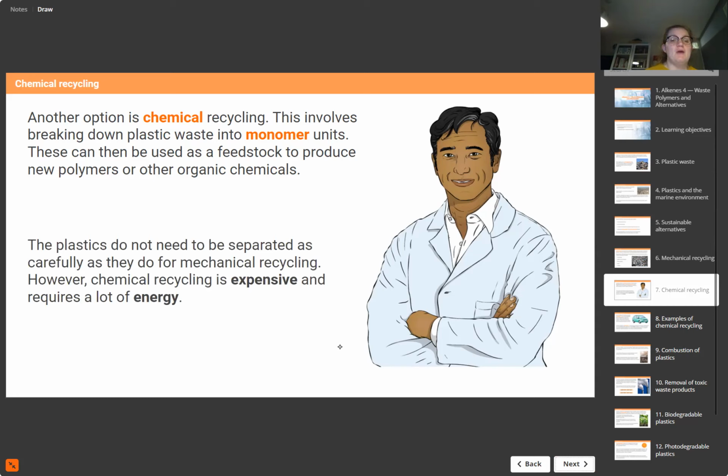In this situation, we don't actually need to separate the plastics carefully, as they do for mechanical recycling, because we're breaking them down to those monomer units. So that doesn't matter as much because we're chemically breaking them down. However, it's really expensive and it requires a lot of energy. So then you have that argument and debate of actually, does this level out?